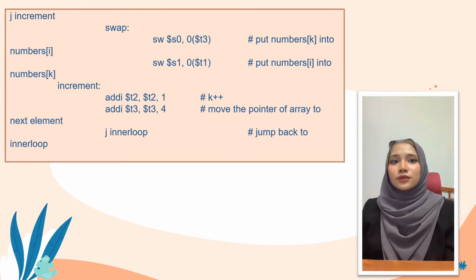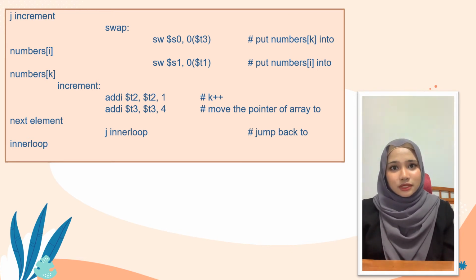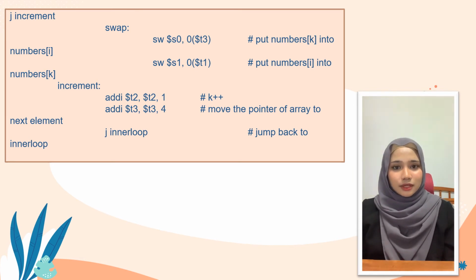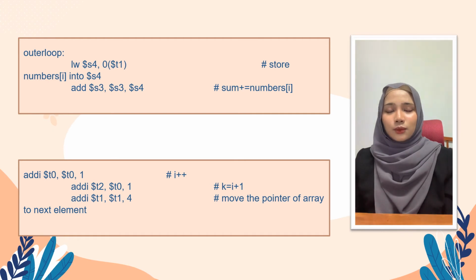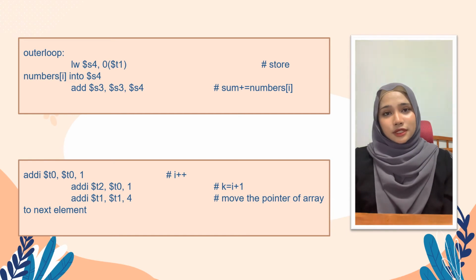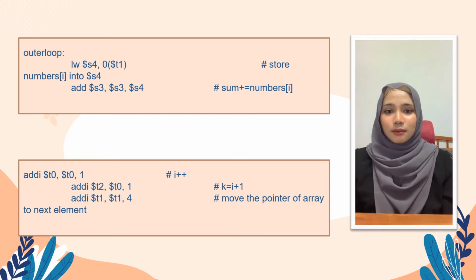Next, we move the pointer of the array to the next element, where 4 will be stored into register $T3. Then, we need to jump back to the inner loop. At the outer loop section, we use LW or load word, and the numbers in register $T1 are stored into $S4. Then, we sum the numbers by adding the value of register $S4 into $S3, whereby the line means $S3 equals $S3 plus $S4, or in other words, sum equals sum plus number bracket I in C++.